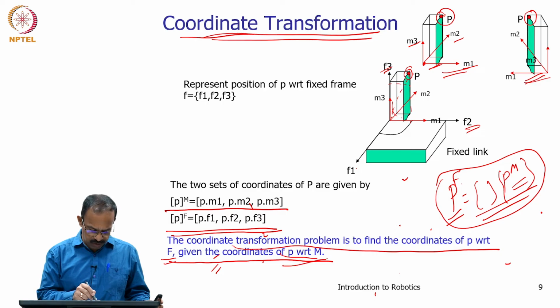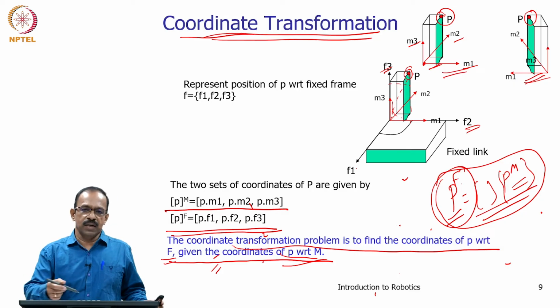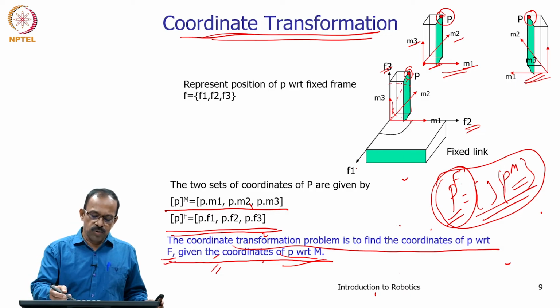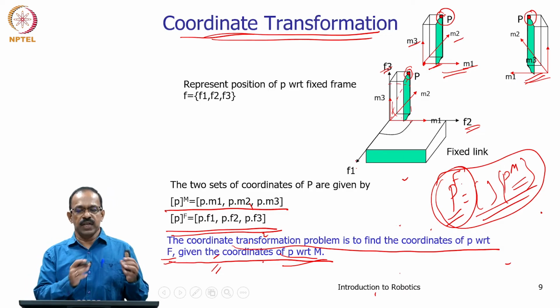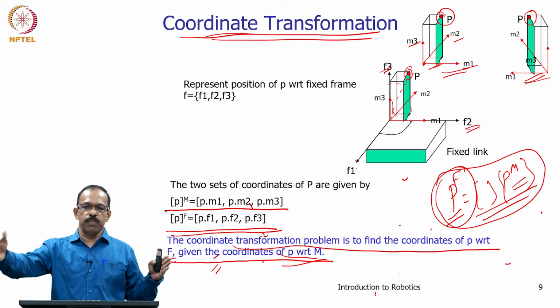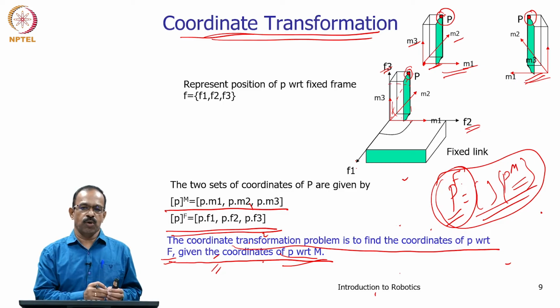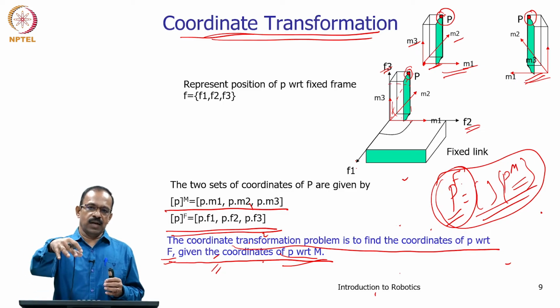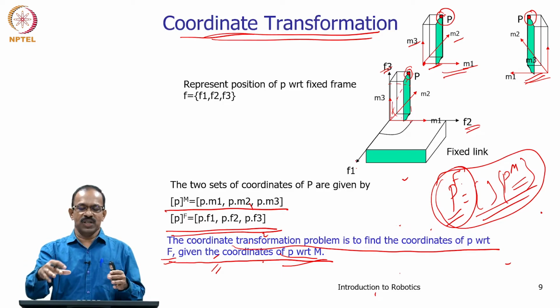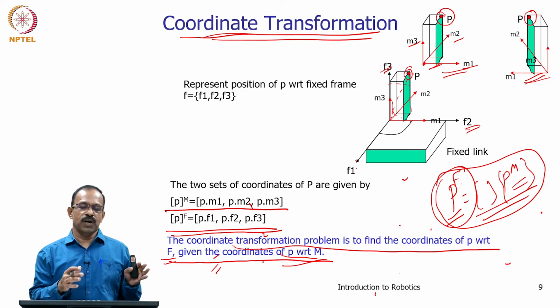So, we know the coordinates of P with respect to M, but we want to know coordinates of P with respect to F. So, we want to know this Pf when this P is moving in different ways. So, that we can represent the position and orientation of the object with respect to a reference frame whatever happens to the object, whether the object is moving, rotating, translating. If there is a car or a mobile robot in the room and the mobile robot is moving around, we want to know its position. So, we need to have a reference frame, and we want to know its orientation also.